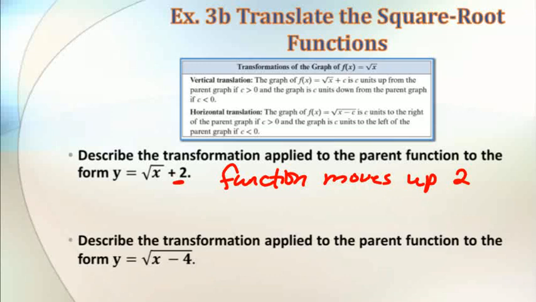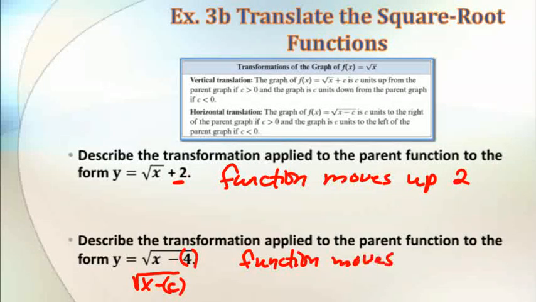The second one, describe the transformation applied to the parent function to form y equals the square root of x minus 4. So now the 4 is on the inside. I still have it in this form, x minus c. So whatever c is, that's going to tell me where I need to go. So the function moves 4 to the right.